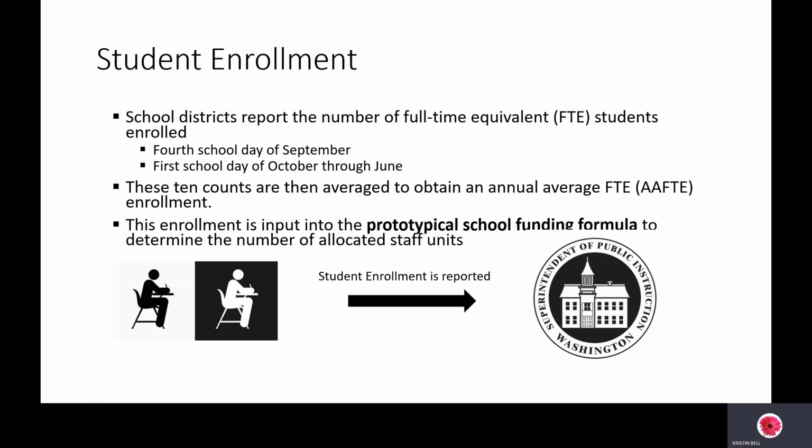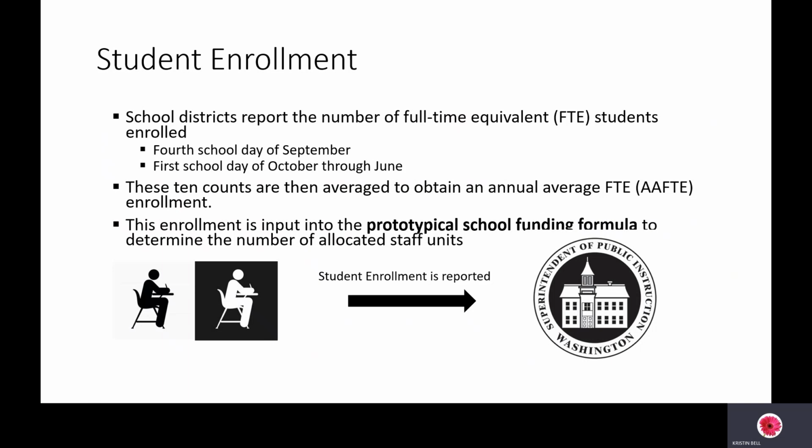So of the dollars that I just showed you on that previous slide, student enrollment is the driver, along with those legislative rates and so forth. But each individual district reports their enrollment. So every month on the first day of October through June, and then the fourth day of school, we take a snapshot of our enrollment and we send that to OSPI. And then that's where they add up and identify that annualized average FTE.